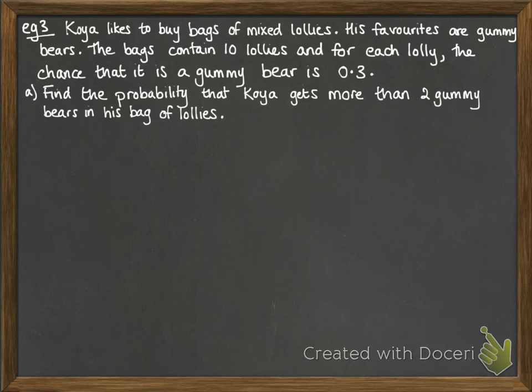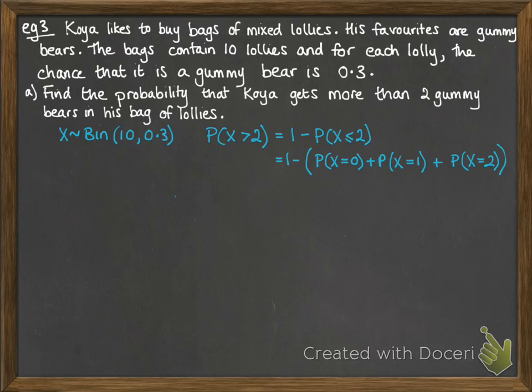Okay, next one. We've got bags of mixed lollies. The favourites are gummy bears. The bag contains 10 lollies, and for each lolly the chance that it's a gummy bear is 0.3. We want the probability that Koya gets more than 2 gummy bears in his bag of lollies. So that'll look like this. I'll move through this part quite quickly because it's actually the second part that's the interesting bit. So working out that it's greater than or equal to 2 would be 1 minus the chance that it's less than or equal to 2, which gives us this probability.